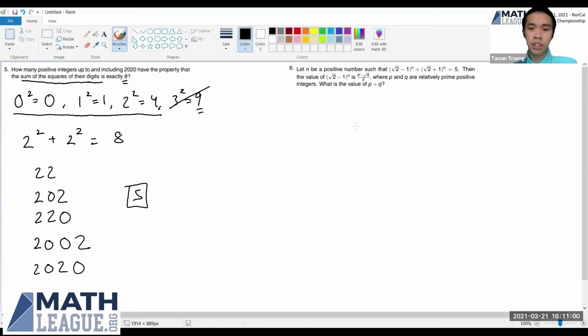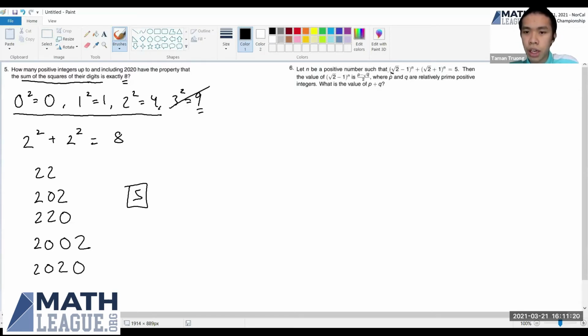All right, for question 6. Let n be a positive number such that the square root of 2 minus 1 to the n power plus the square root of 2 plus 1 to the n power equals 5. Then the value of the square root of 2 minus 1 to the n power is p minus the square root of q over 2, where p and q are relatively prime positive integers. What is the value of p plus q?